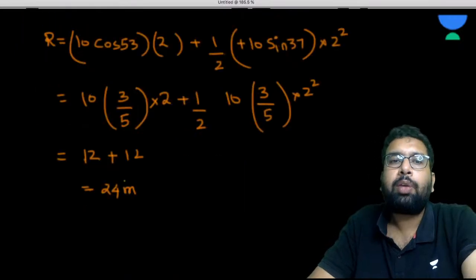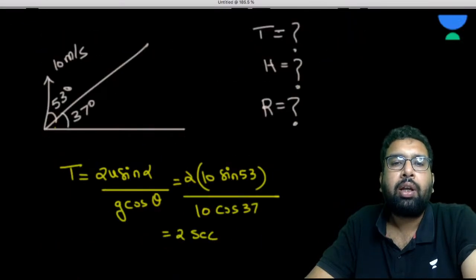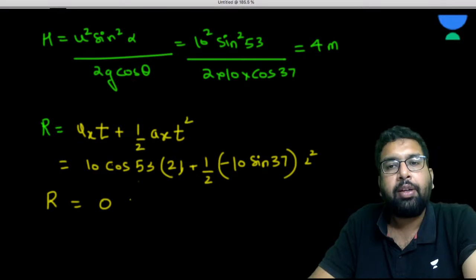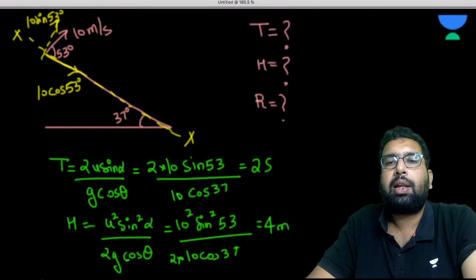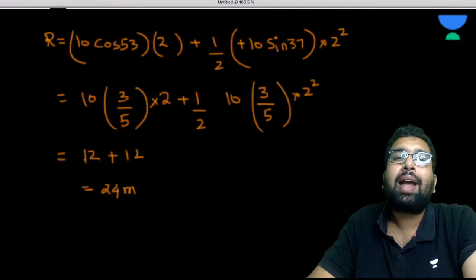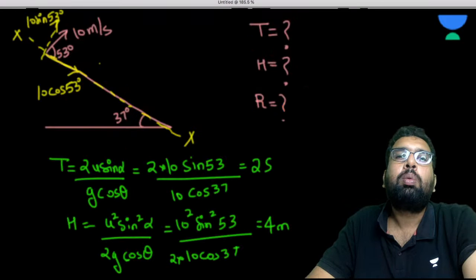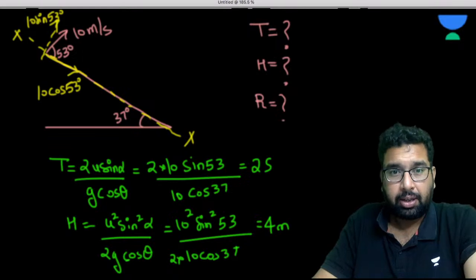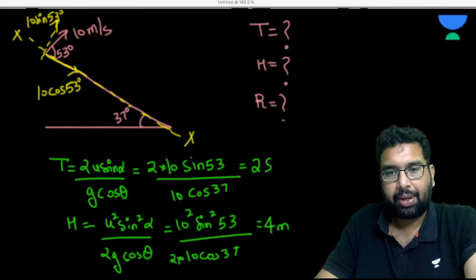So this is going to be 24. Now I'll tell you one interesting thing. If you see this case, we have seen this case also now, 53 37, this is coming out to be 12 plus 12 minus 12. That is going to be 0 only. Are you getting my point? So in top to down projectile, the range can never be 0, because acceleration here supports the motion. So R can never be 0 in this case. Understood?